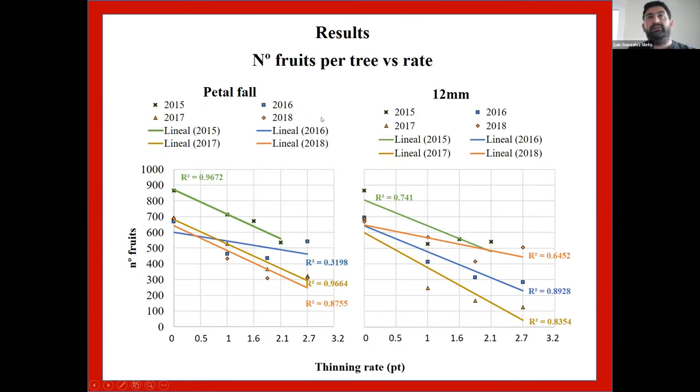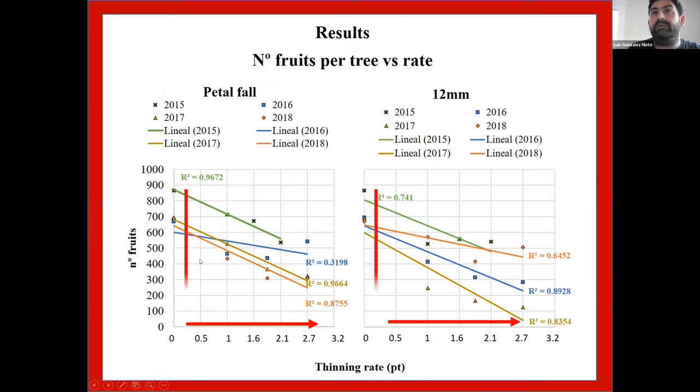And the result is the same. As the rate increases, the efficiency of metamitron is higher because the number of fruits in these two timings was lower. It's important to say that at the 12 millimeter spray, the number of fruits is between 100 and 200, while at petal fall it never arrives at this efficiency. At the end, the efficiency at 12 millimeter is higher. The result goes in the same line that I explained before, that the maximum efficiency of metamitron is at this fruit size.